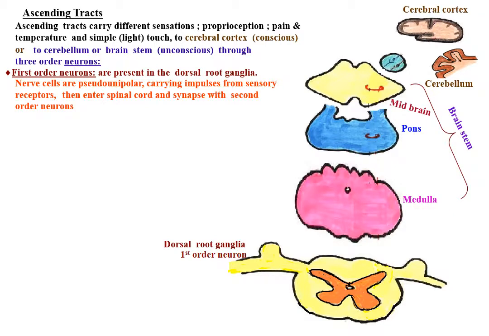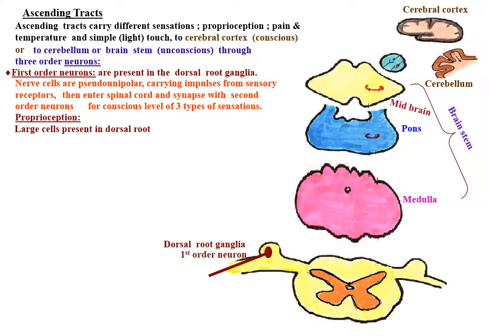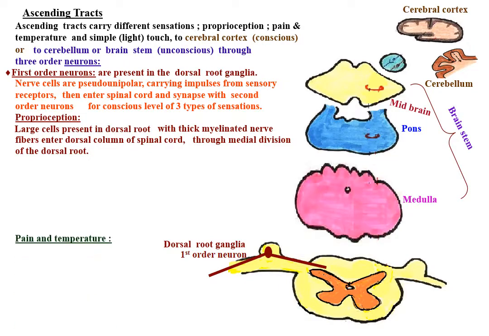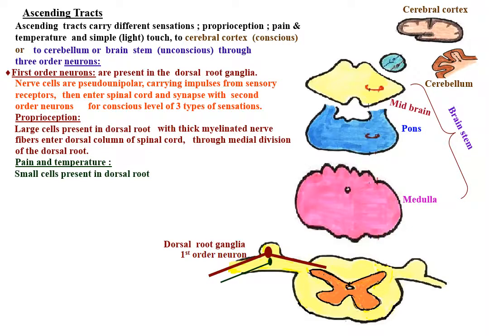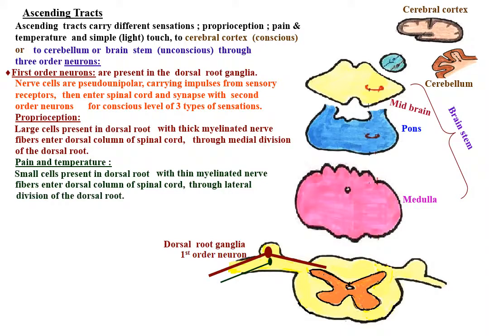For the conscious level of the three types of sensation: for proprioception, large cells present in the dorsal root ganglia with thick myelinated nerve fibers enter the dorsal column of the spinal cord through the medial division of the dorsal root. For pain and temperature, small-sized cells present in the dorsal root ganglia with thin myelinated nerve fibers enter the dorsal column of the spinal cord through the lateral division of the dorsal root.